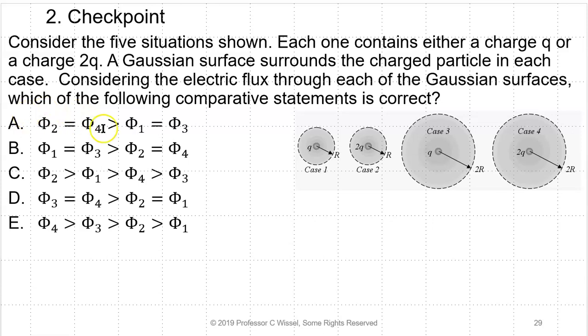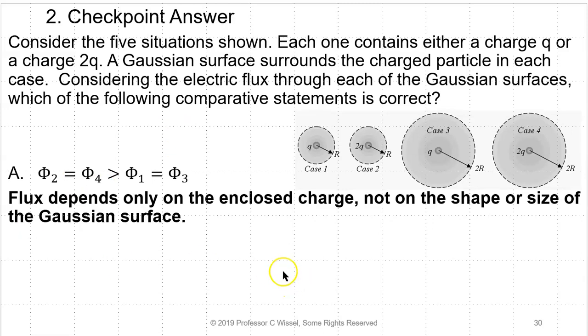And this one is the only one. Also, I know that because the enclosed charge in this is less than this, and these two are equal to each other, so case 1 equals case 3, so it's 2 equals 4 is greater than 1 equals 3, so A is the correct answer.